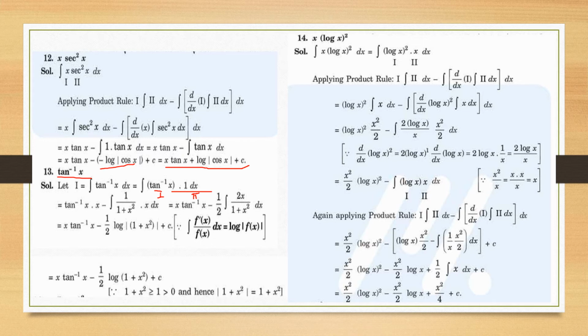So again, how to integrate this now? You should know that we can put this 1 plus x square as t.